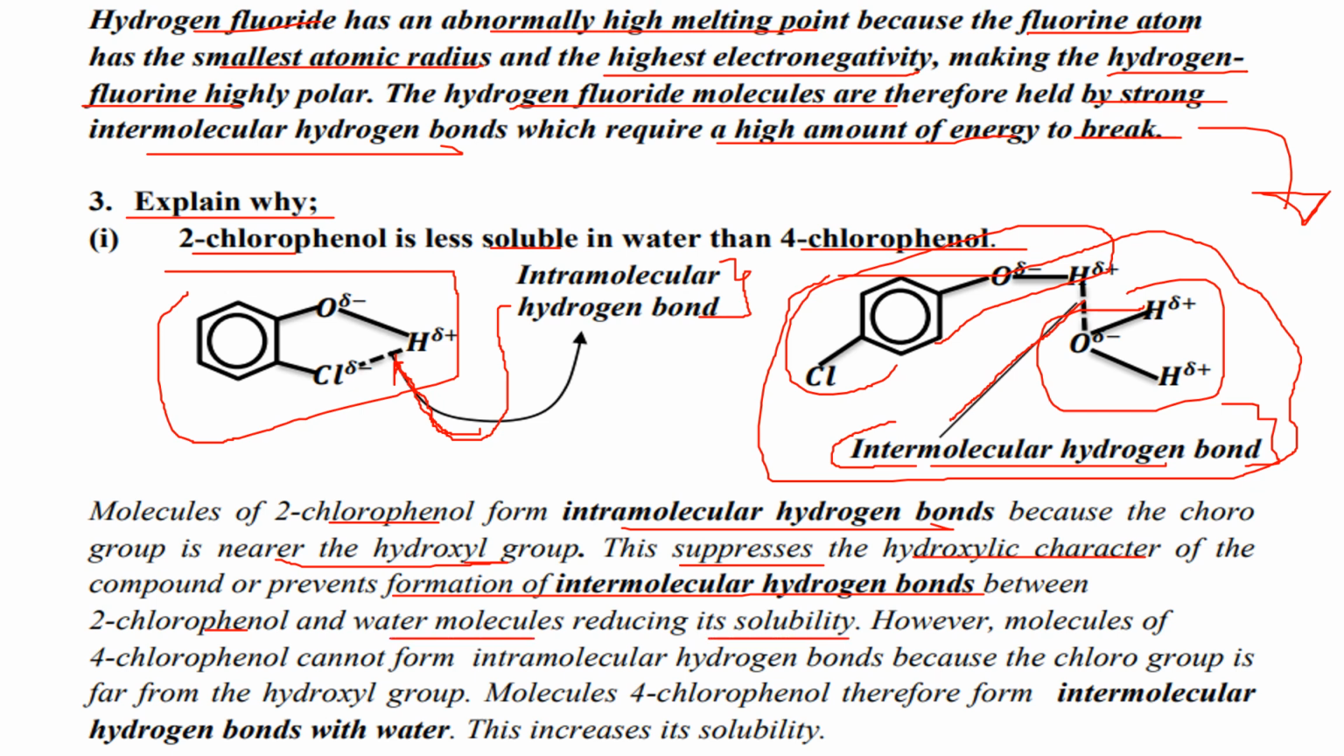However, molecules of 4-chlorophenol cannot form intramolecular hydrogen bonds. So the moment we resist formation of intramolecular hydrogen bonds, we increase the solubility of that specific aromatic compound. Molecules of 4-chlorophenol cannot form intramolecular hydrogen bonds because the chloro group is far from the hydroxyl group, and therefore molecules of 4-chlorophenol form intermolecular hydrogen bonds with water, and formation of intermolecular hydrogen bonds with water increases solubility.